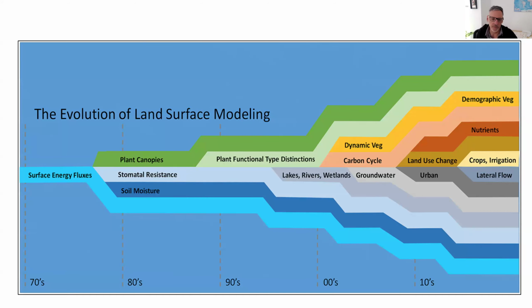Many of you will have probably seen this figure before. It was created by Rosie Fisher, in collaboration with a group of people, looking at the history of land modeling, where we started off building land models.